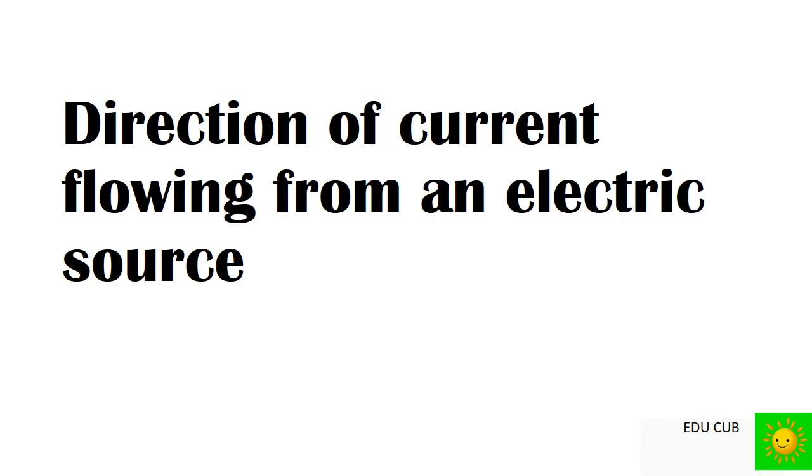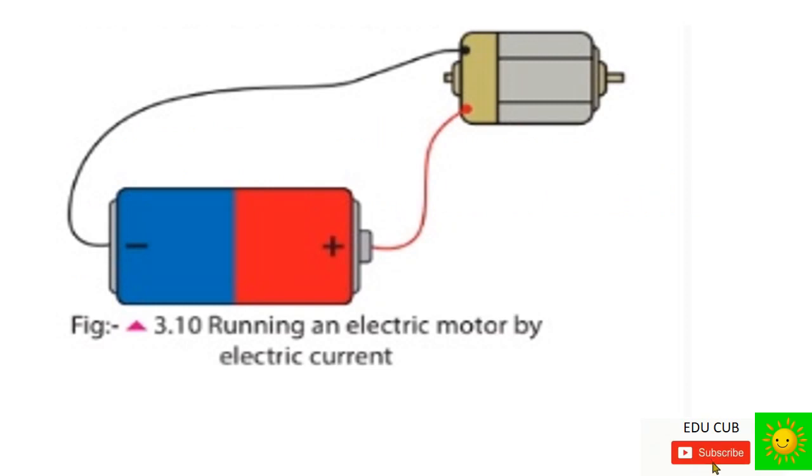Let's see the direction of current flowing from an electric source. Let us connect the external wires of an electric source to an electric appliance. Electric current flows from the source through the wire and the appliance. Then the appliance starts to work. This is an electric motor running by electric current.